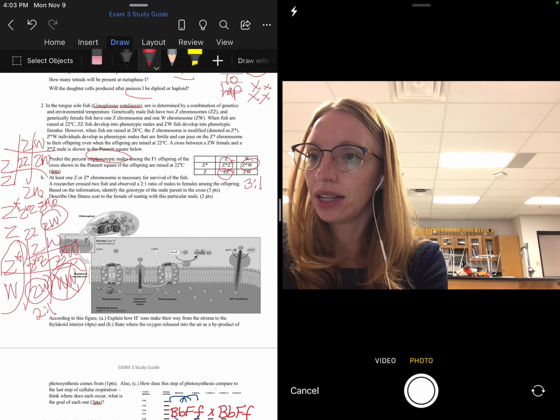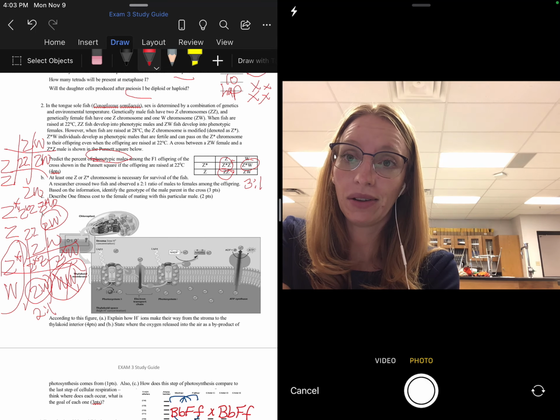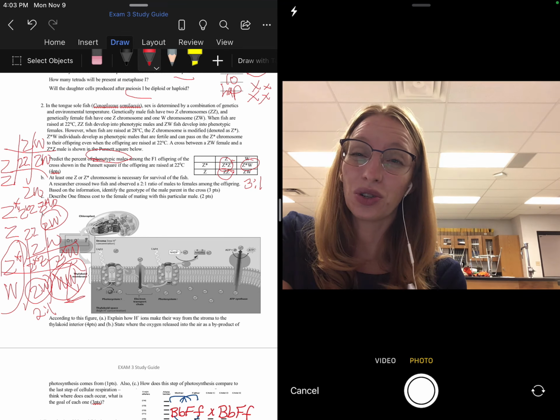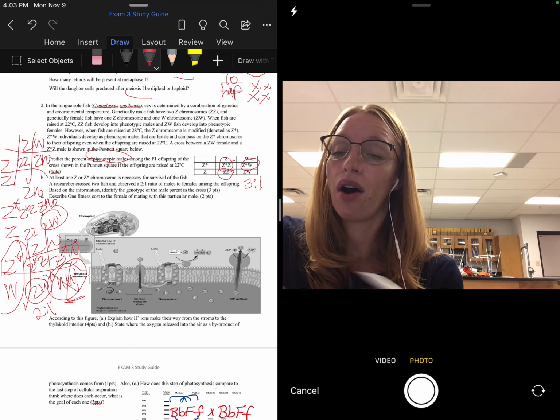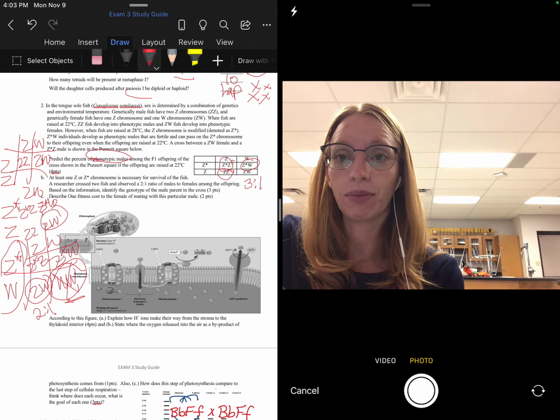Finally, it says, describe one fitness cost to the female mating with this particular male. So if you're a female and you mate with a Z mod W, 25% of your eggs, and fish usually lay a lot of eggs, you got to think about that. 25% of them now are not going to survive. They are not going to live. And that's a problem for fish.